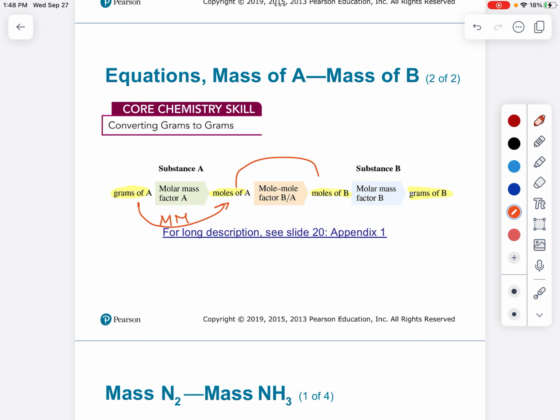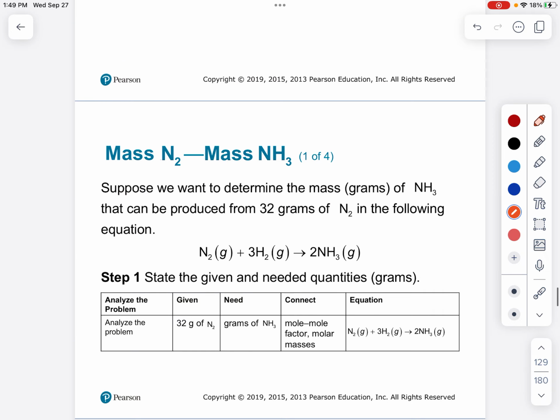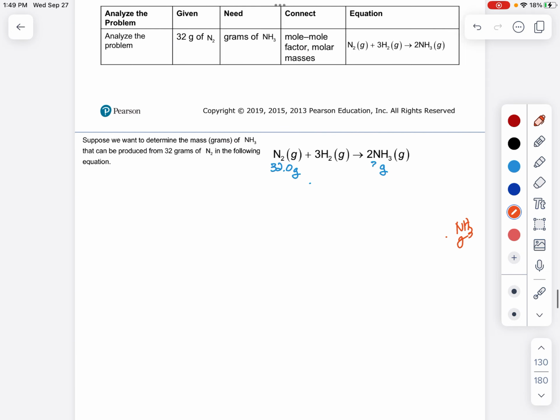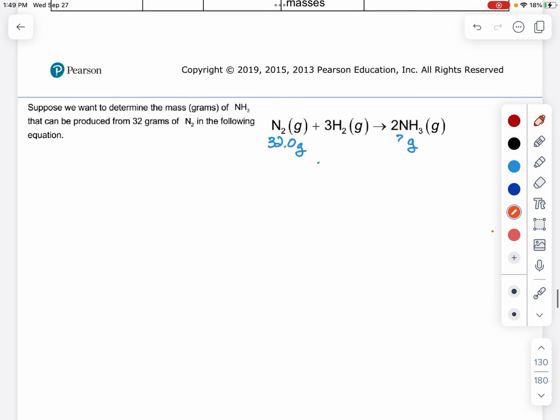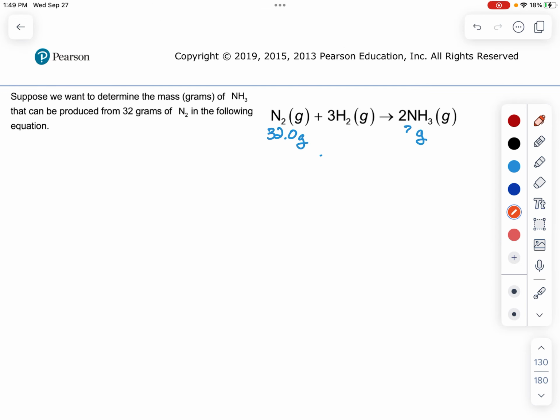Then we're going to go from moles of one species to another, and we're going to use mole to mole ratios for that. And then finally we'll go from moles of B to the mass of B, and again we're going to use the molar mass. So let's look at a question. Suppose we want to determine the mass in grams of ammonia that can be produced if we start with 32 grams of nitrogen.